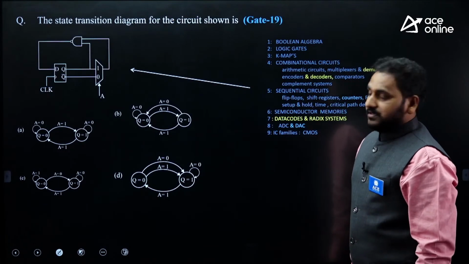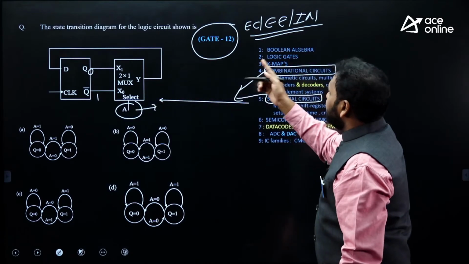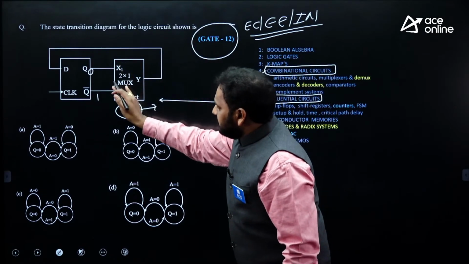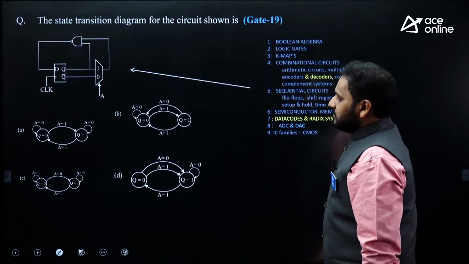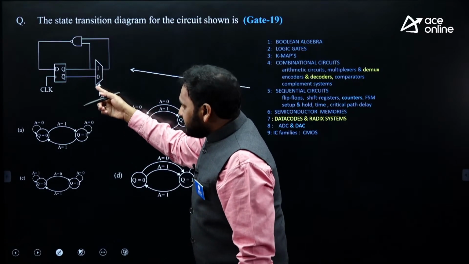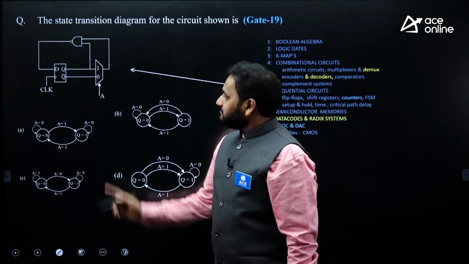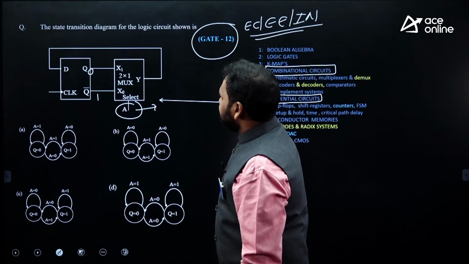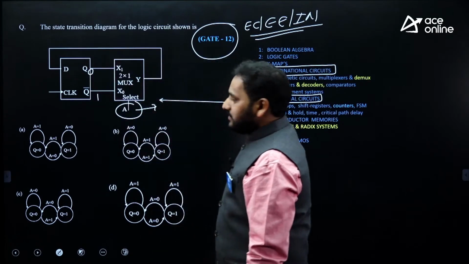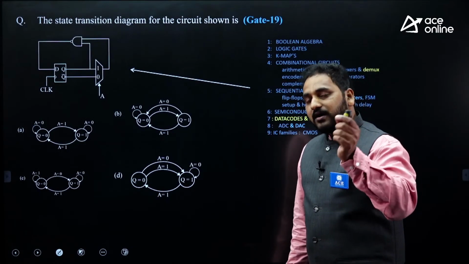This is a surprise. See, this is a 2012 GATE question. You see the circuit diagram? The statement, of course: the state transition diagram for the logic circuit is given, with 4 options. What is the difference? D flip-flop, 1, 0. See this? X1, X0. This is 1 and 0. Select line A, same. Select line A, the only difference is, instead of connecting Y to the input of the D flip-flop, they made some modification.